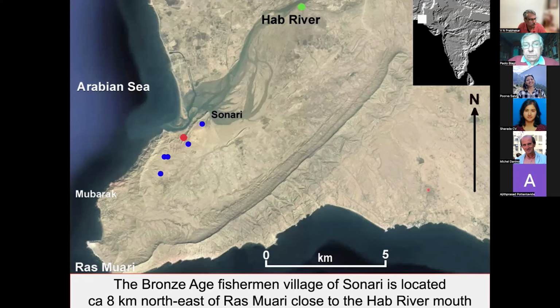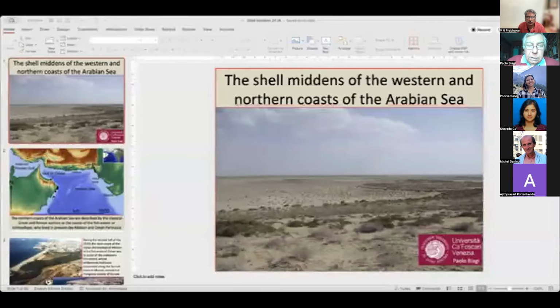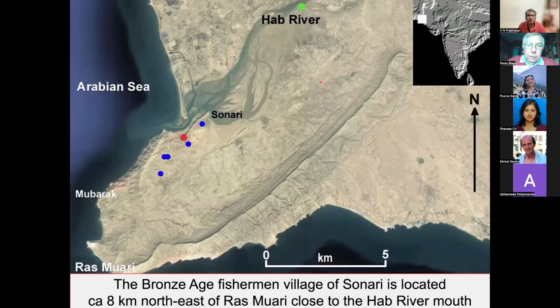This is a beautiful situation. You see, this is a small village, this is the Hub River mouth, as it is now, and here are some points, some dots, which show you that a few years ago we collected some shells for radiocarbon dating. Let's go to the next one.